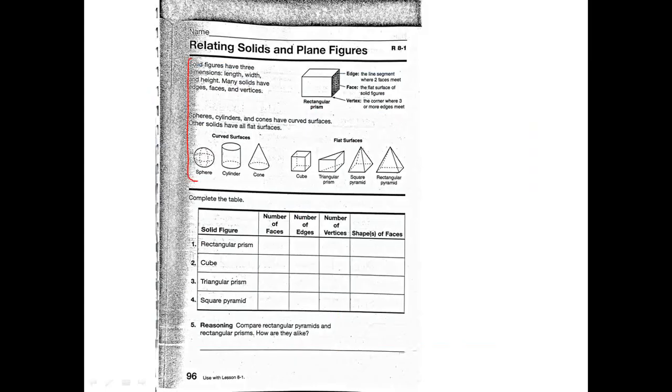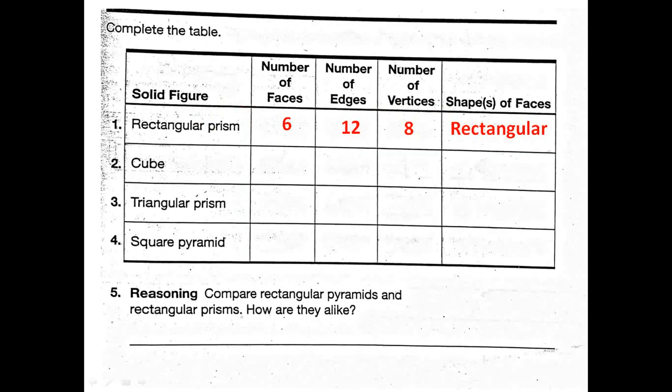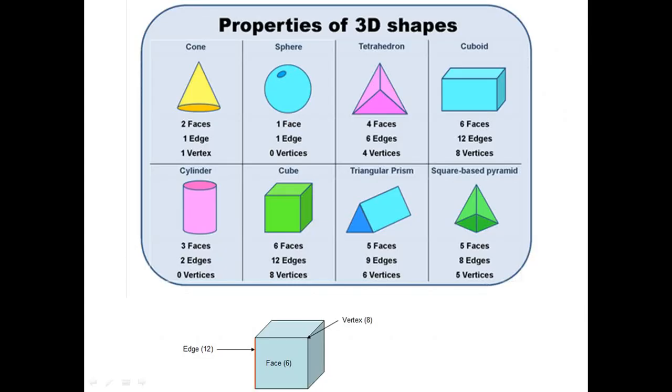We can find here in the first box, it says complete the table. We're going to complete the table together here. The rectangular prism has 6 faces, right, and 12 edges and 8 vertices, and the shape of the faces is rectangular. Let's now go for the second question, which is asking you about the cube. So where is the cube here? Yes, here it is. We have already taken it before. The cube here, this one, remember?